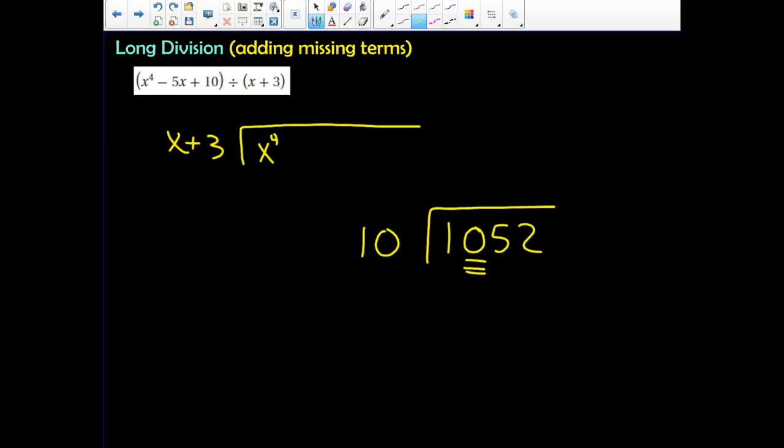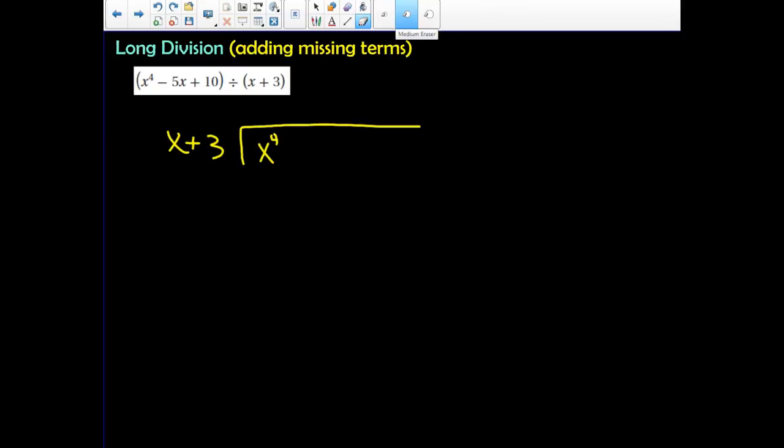1052 has a 0 right there. It's not just 152, is it? Is this number 1052? No, it's 152. So I have to put zeros in place of each place value, like ones, hundreds, whatever. So that's the same thing here. I'm missing an x cubed term, so I need to put 0x cubed, and I'm missing an x squared term, and I need to put 0x squared. Otherwise, everything's going to get all messed up. It's not going to work.